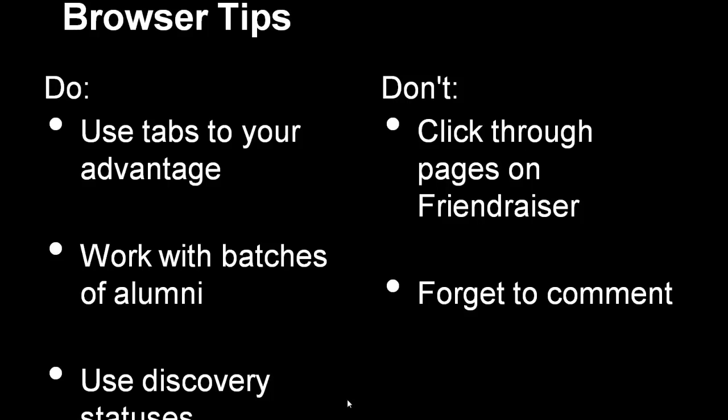I also recommend that you use discovery statuses. That's very, very important, so that you can filter your alumni. And I also think that, as I said before, just clicking through pages on FriendRaiser is an incredible waste of time. And forgetting to use comments can really mess up your process. And so we'll get to all that a little bit later when I do a little demo. But for now, just keep those things in mind.